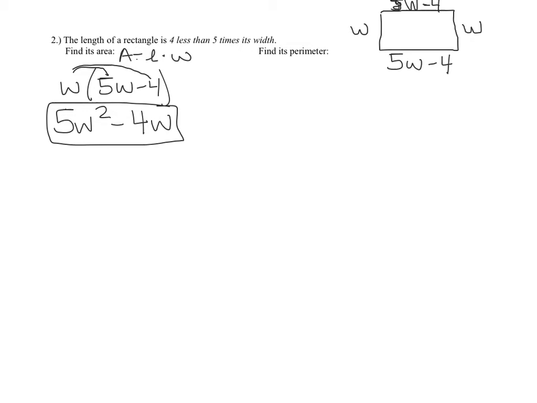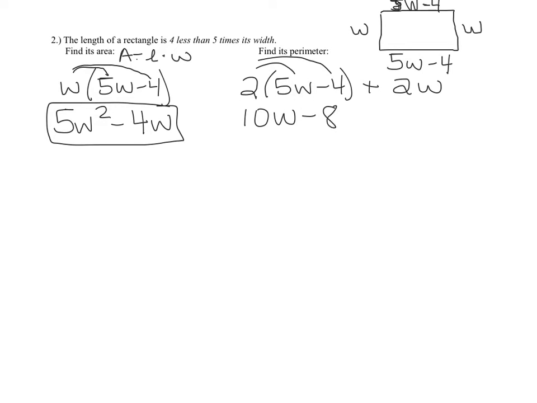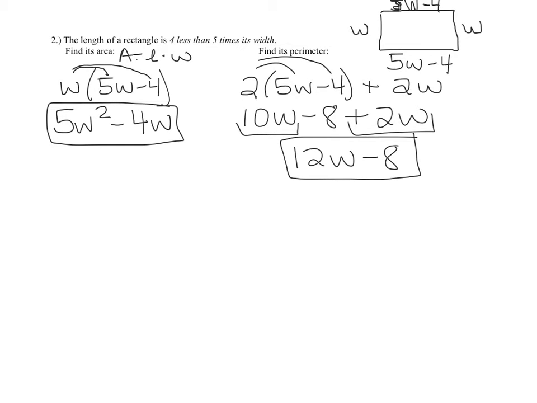And the formula for perimeter is that we're going to do 2 times the length. Well, the length is 5w minus 4, right? Because we've got 2 5w minus 4's. Plus 2 times the width, so that's 2w. And then I'm going to distribute this 2 here, and I'm going to get 10w minus 8. And then I'm going to add 2w. And then I'm going to combine my like terms. 10w plus 2w is 12w minus 8. And that is the expression for the perimeter of this shape.